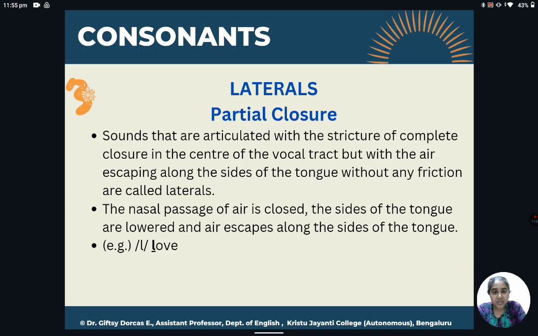Next you have the laterals. The laterals are partial closure. Under this, sounds that are articulated with a stricture of complete closure in the center of the vocal tract, but air escapes along the sides of the tongue without any friction, are called laterals. That is, the nasal passage of air is closed and the sides of the tongue are lowered and air escapes along the sides of the tongue. The l sound as in love is a lateral.